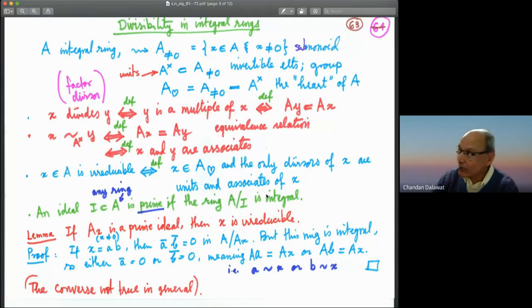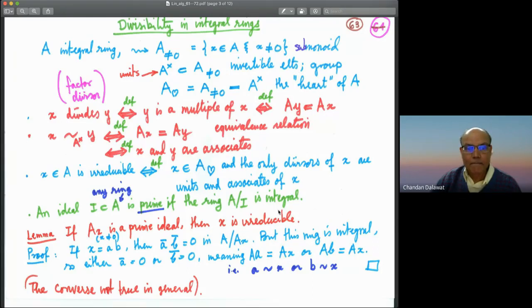You can check that Z modulo nZ is integral if and only if n is a prime number. And another thing which you can check as an exercise is that if I have a finite ring which is integral, then it's actually a field. Anyway, let's come back to these irreducible elements and prime ideals. These are two notions which we introduced. And the first statement here says that if a non-zero element x generates a prime ideal, then this element has to be irreducible.